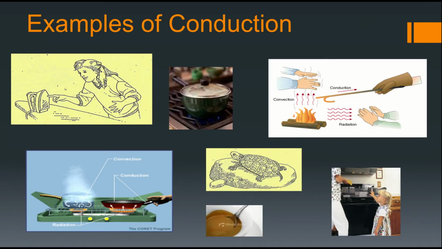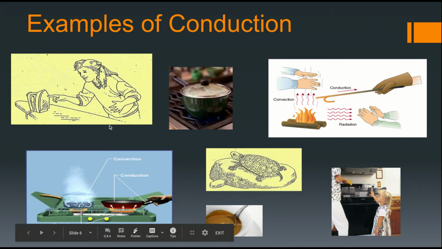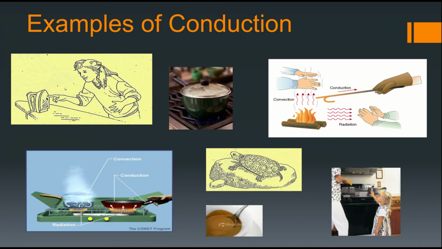Here are some examples of conduction. You see a person touching the iron. That is a no-no, but that is direct contact, and that is conduction. A pot on the stove gets hot. The pot itself gets hot by conduction. This metal rod on the fire poker gets hot. The heat travels up the metal rod. That's why the person is wearing gloves, so they won't get burned.